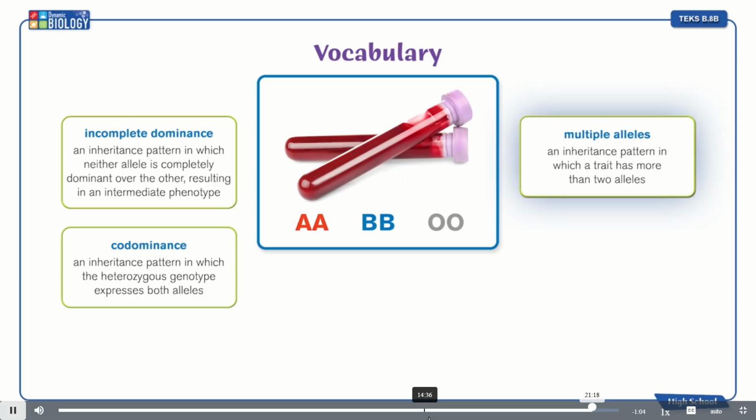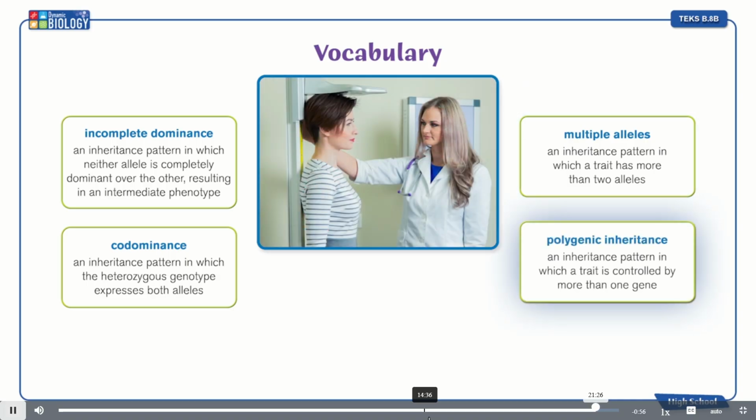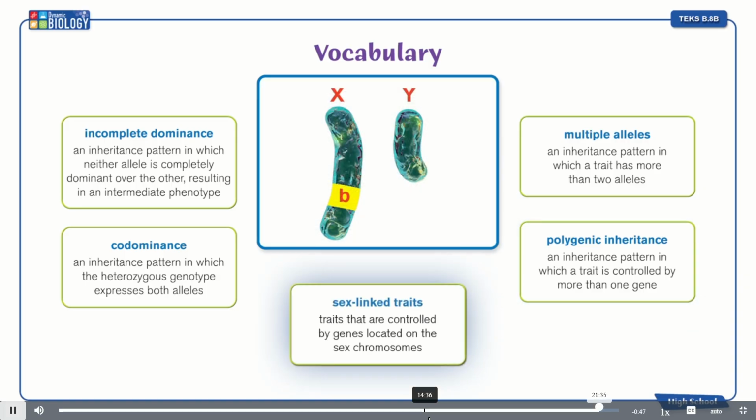Multiple alleles is an inheritance pattern in which a trait has more than two alleles. Polygenic inheritance is an inheritance pattern in which a trait is controlled by more than one gene. Sex-linked traits are traits that are controlled by genes located on the sex chromosomes.